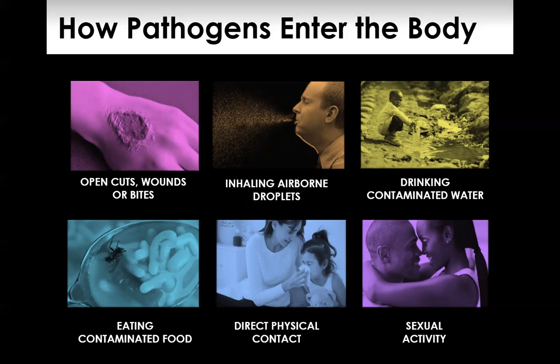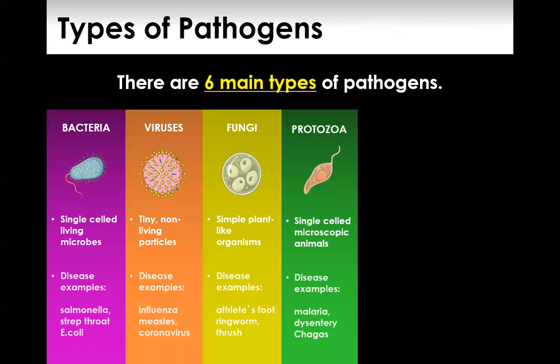We can also have pathogens enter our body if we inhale airborne droplets. If a patient drinks contaminated water, sometimes I've seen NCLEX questions with a patient who is taking a vacation in an underdeveloped country where they don't have fresh, clean running water, and they end up with diarrhea because they are drinking that contaminated water. The same goes with contaminated food, right? So it's important to teach our patients to properly prepare food. Also, direct physical contact as well as sexual activity. So these are all ways that pathogens can enter the body.